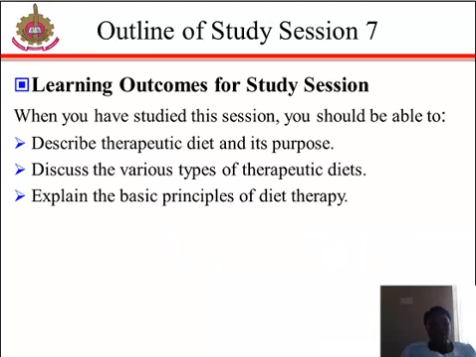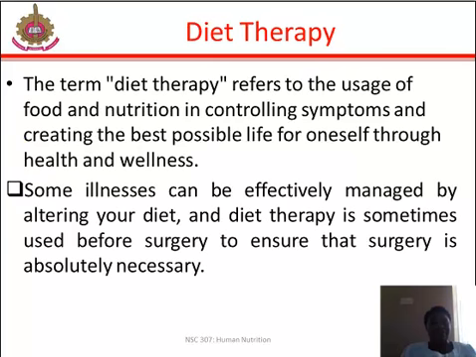At the end of the study session, we'll be able to describe therapeutic diet and its purpose. We'll be able to discuss the various types of therapeutic diets. We'll be able to explain the basic principles of diet therapy. Let's look at diet therapy.